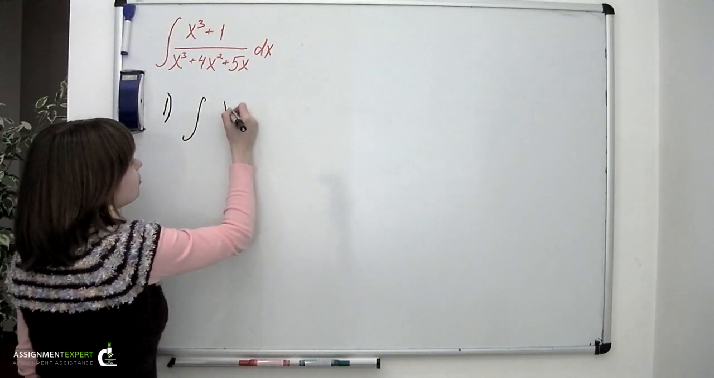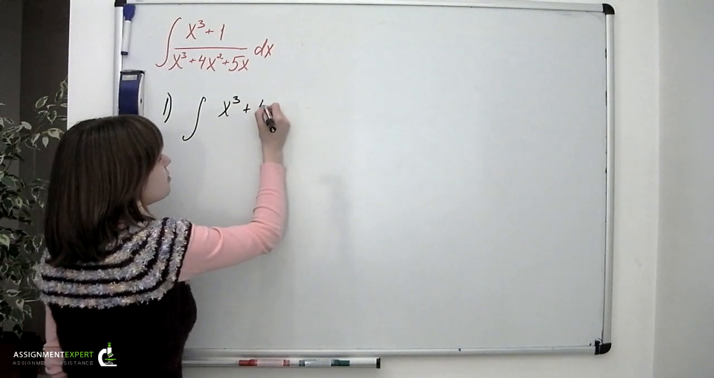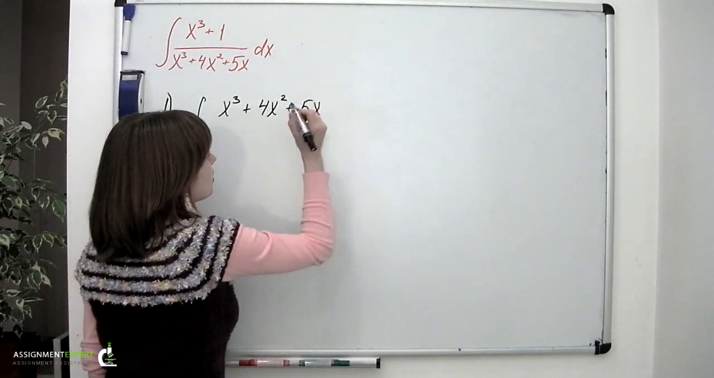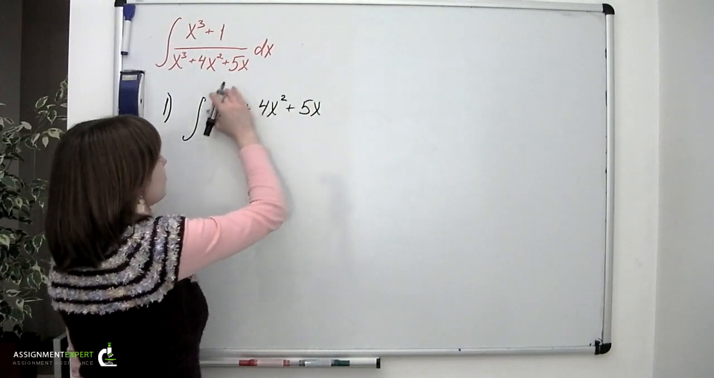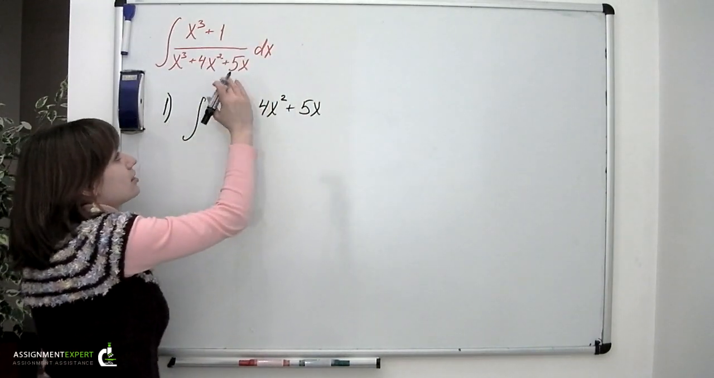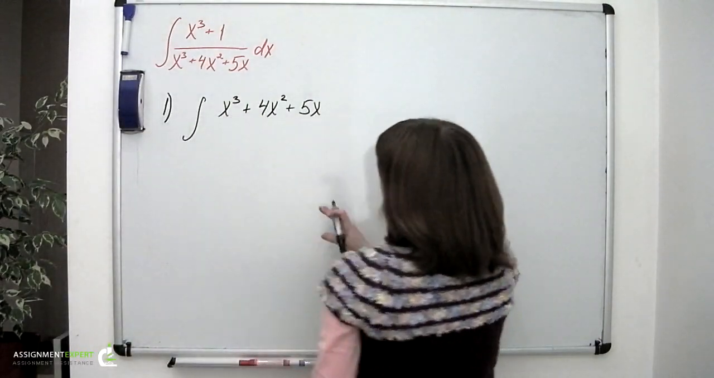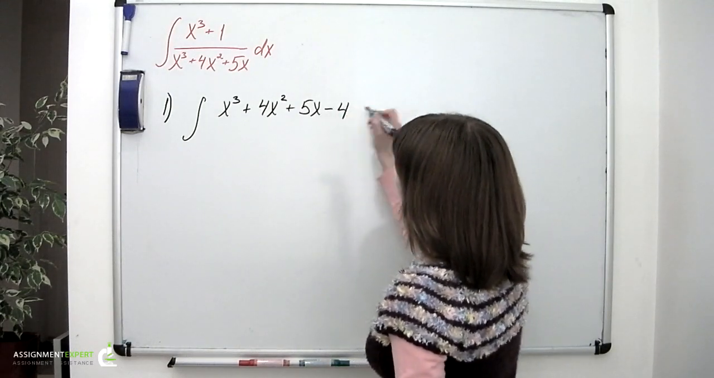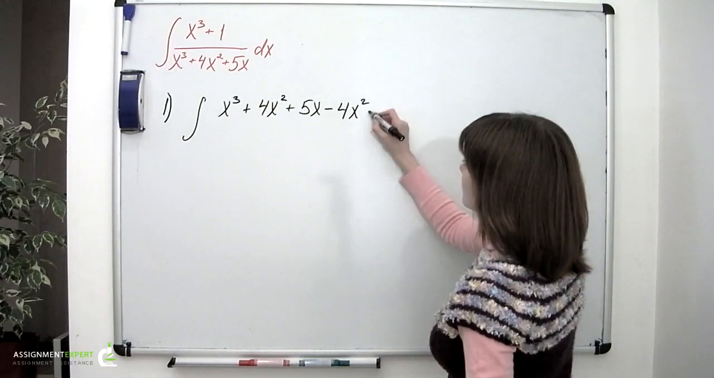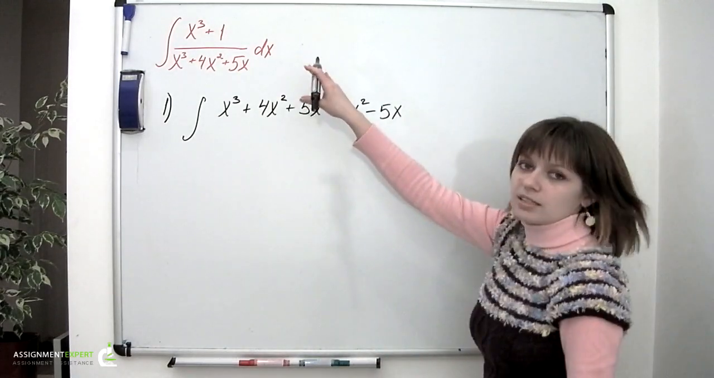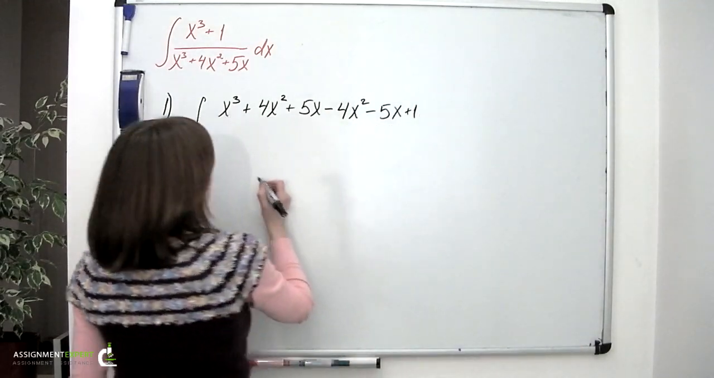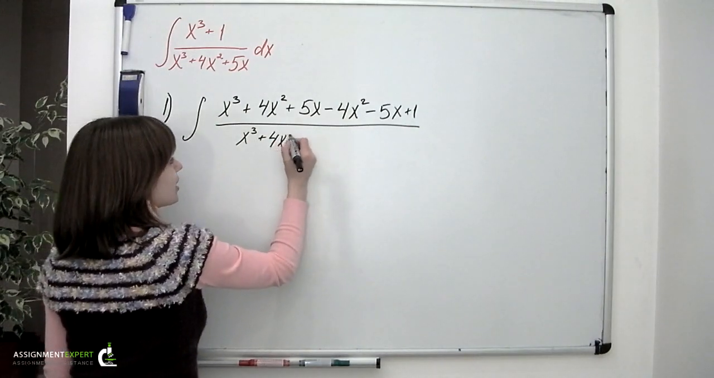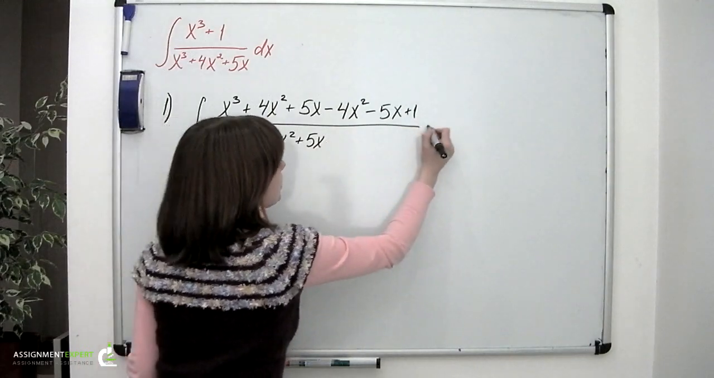We have the integral of x cubed plus 4 times x squared plus 5 times x. As you can see, I'm forming exactly the same expression in the numerator that we have in the denominator. But then I have to subtract these two terms I've just added so that nothing would change. So I'm subtracting them: minus 4 times x squared minus 5x, and I still have plus 1 left. And this all goes divided by x cubed plus 4 times x squared plus 5x dx.